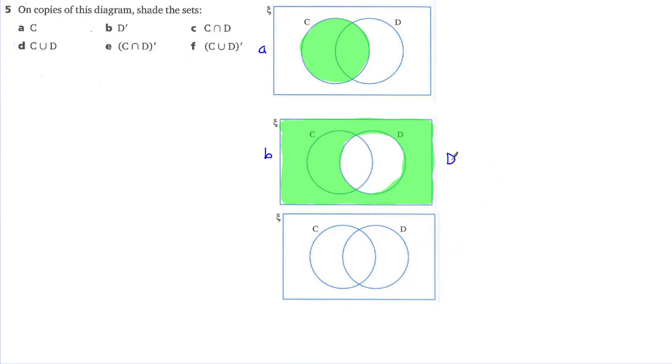And the last part, C intersection D. We drew this one before, so I'm going to show only that part here. This is the intersection part, so only this part we are going to shade, and that's going to be our answer. We are going to finish the video here. The rest of them we will solve in the class, so see you.